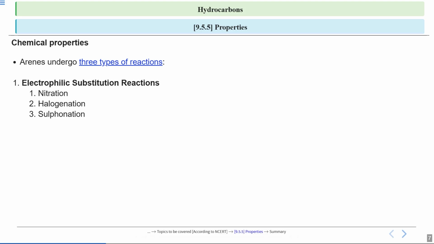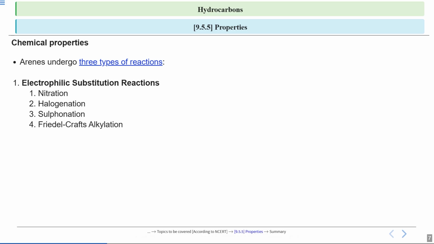Next, sulfonation is another key reaction. In this process, a sulfonic group, SO3H, is added to the benzene ring by reacting it with concentrated sulfuric acid or fuming sulfuric acid. Sulfonated arenes are important in making detergents and dyes.